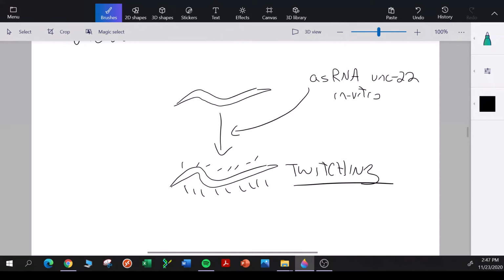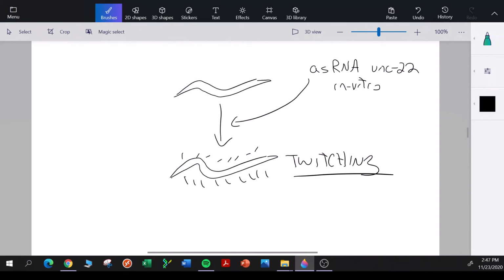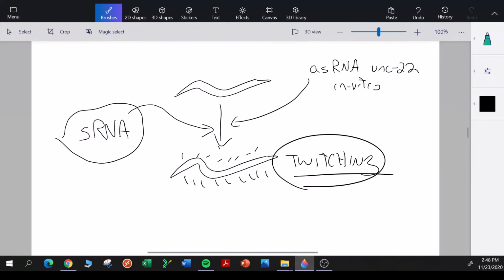However, you can get it only sometimes. Some researchers could get it to work, others couldn't. Interestingly, it became kind of frustrating, right? When some labs are getting it to work and others aren't. Then others discovered that sense RNA could sometimes be injected into the nematode, and that would cause the twitching phenotype.